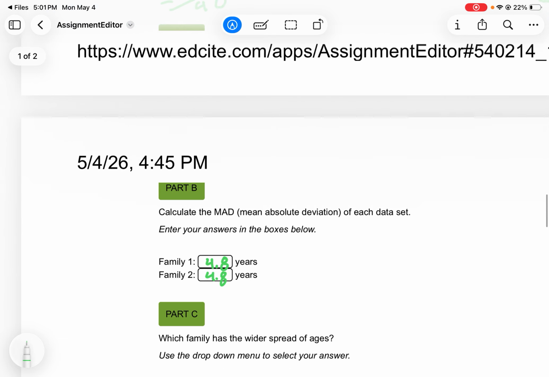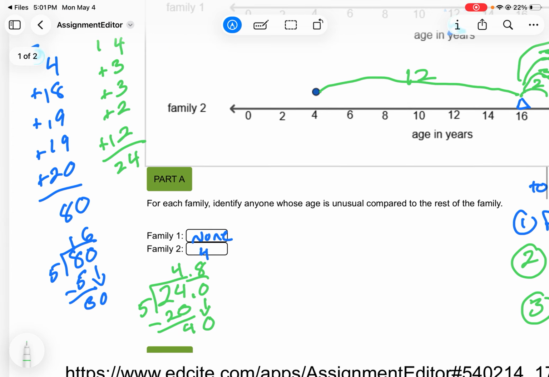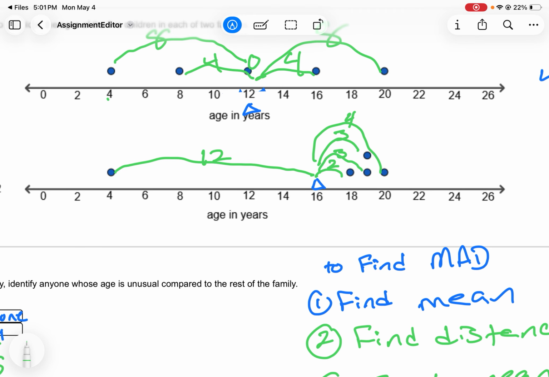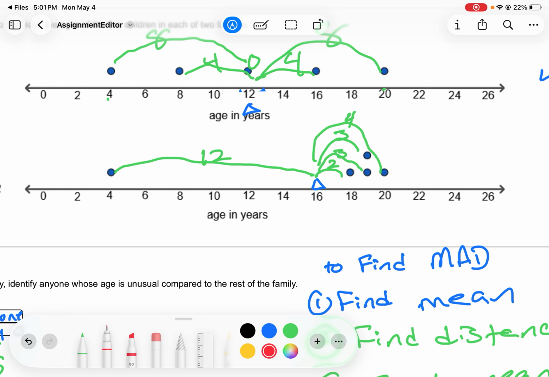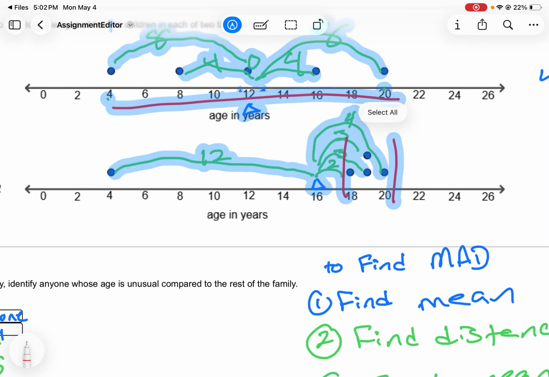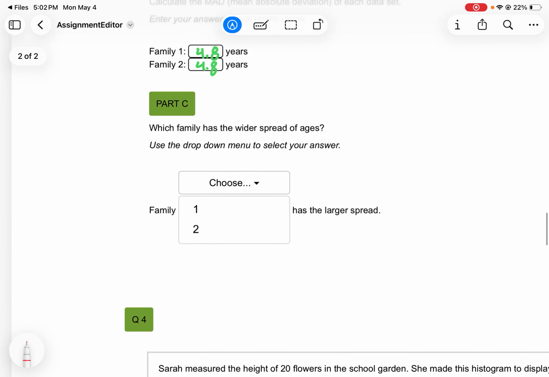Okay. And then, which family has a wider spread of ages? So which is more spread out? Well, this goes from 4 to 20. This goes from 4 to 20, but they're all grouped here. So these are all grouped here. This is 4 to 20 as well, but it's spread equally. And so in this case, family 1.